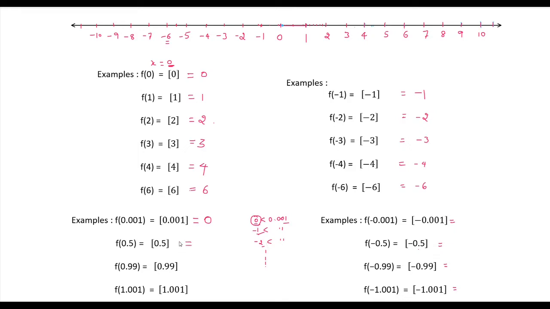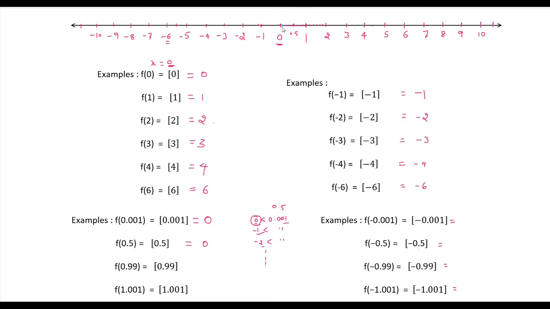Now again, 0.5. I will just write 0.5 here. You can clearly make out, 0 is less than 0.5, minus 1 is less than 0.5, minus 2 is less than 0.5. There are infinite such integers. But out of this, which is the greatest integer? The greatest integer which is less than or equal to 0.5 is none other than 0 itself.